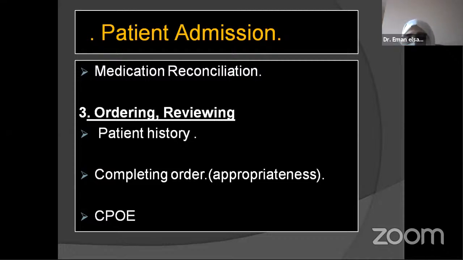So how can we make appropriateness? This is the role of the pharmacist during transcribing, checking the dose, frequency, drug interaction, food interaction, and any contraindication related to the patient, being sure of the dose, frequency, and everything related to the medication, and completing the doctor's order. And the best way for prescribing the medication is CPOE. What is CPOE? This is computerized physician order entry.